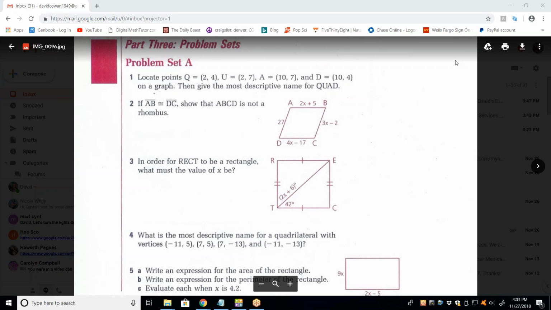I noticed there's 3 pages. We probably have a lot of problems to cover here. Yeah, number 1. Okay.